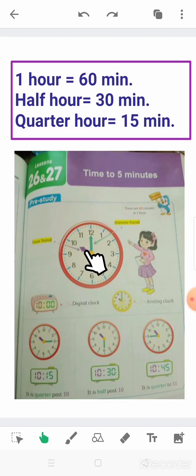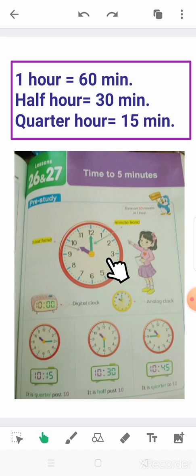Okay, we have the short hand. This is for the hour. And the long hand is for the minutes. The short hand for the hours and the long hand for the minutes. Okay? When the short hand moves, it moves 1 hour. Or when the long hand moves, 60 minutes.